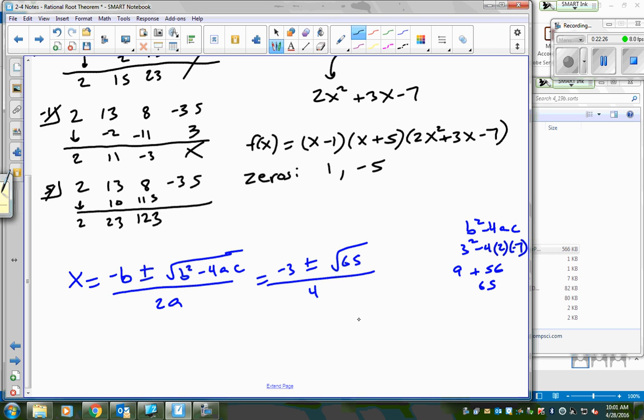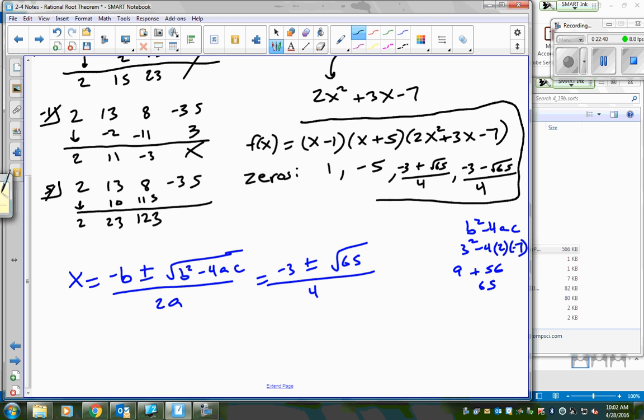This time, I want to write it separately. In other words, I'm going to write negative 3 plus square root of 65 over 4 as one root, and negative 3 minus square root of 65 over 4 as a separate root. You don't have to write them separately. You can put them just together, plus or minus. But I wanted to be able to see that this was a degree 4 polynomial. Our answer, under our factor form, was a degree 4 polynomial.